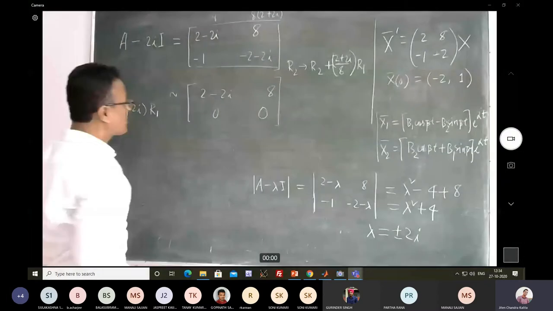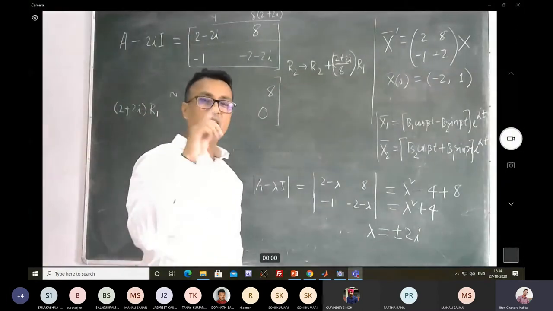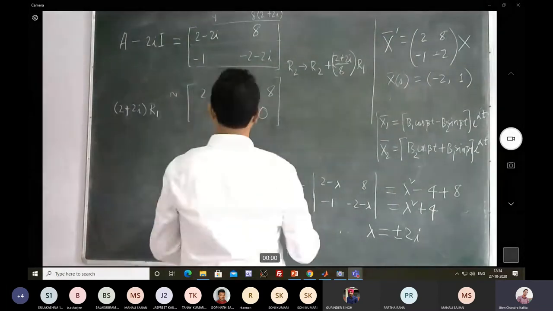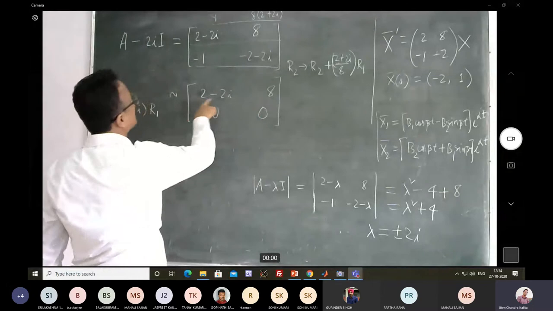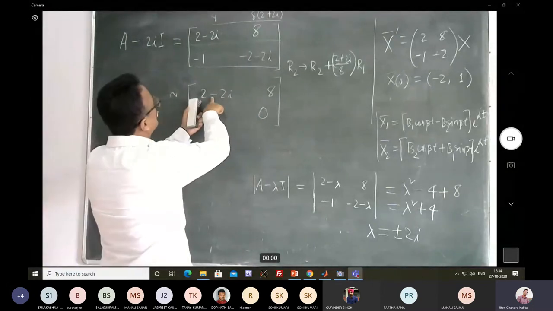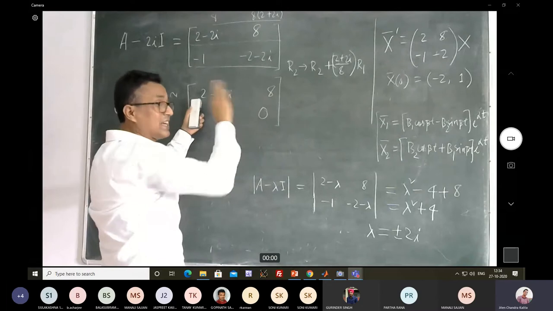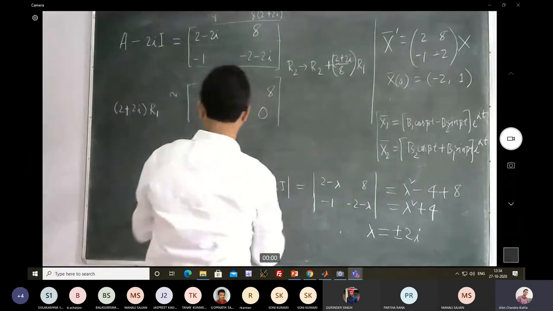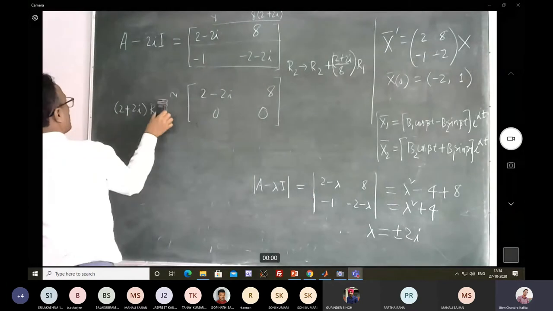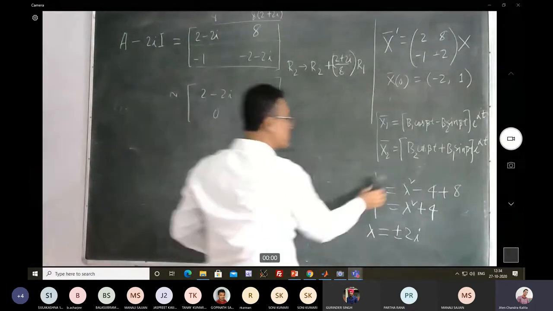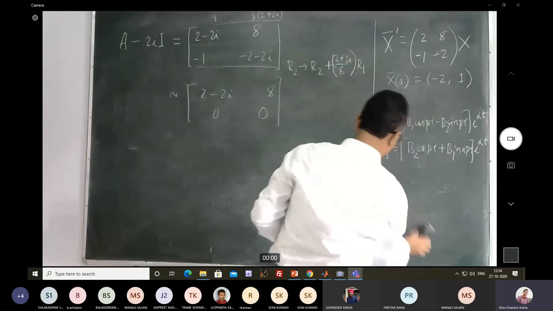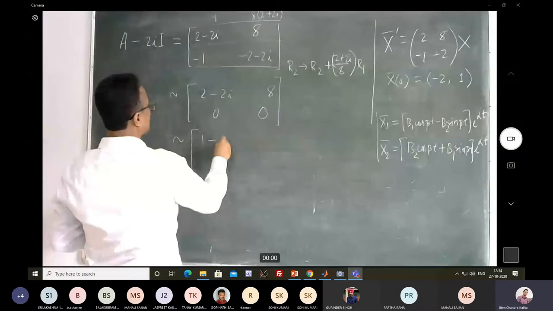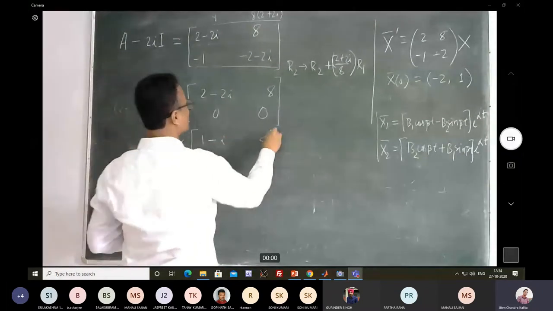I have taken this example from Jain and Iyengar. You will find this particular example there, and again, they are taking some multiple of this, I mean 2 plus 2i, in that way they are finding the eigenvector. I am not going to do that, because whatever you do, eventually it is going to give you the same answer. I'm guaranteeing you that. So I'd rather do it like this.